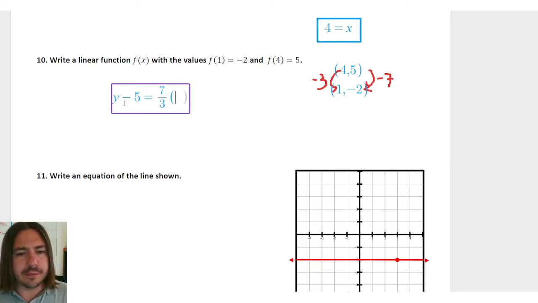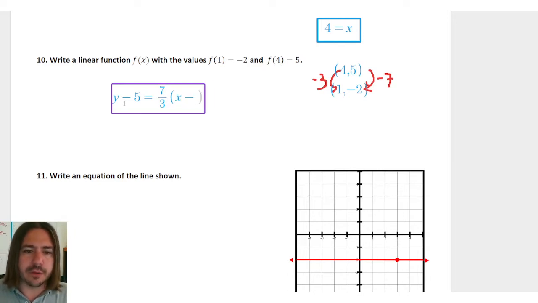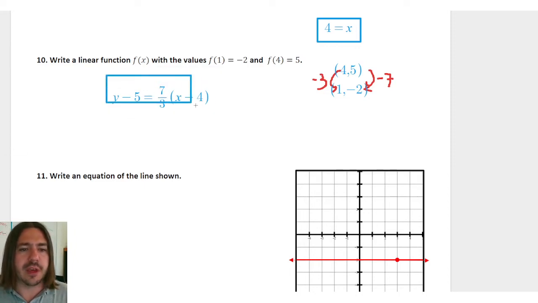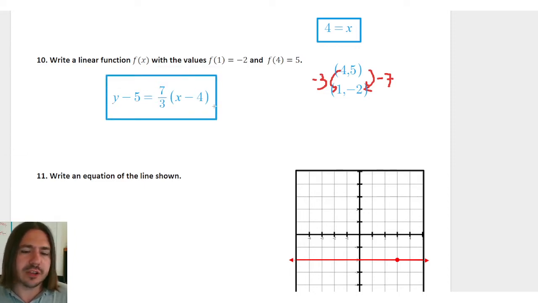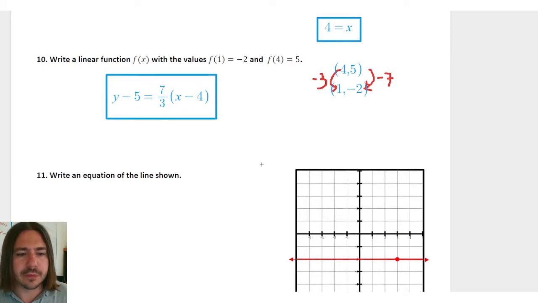Times, let's see here, x minus 4. And that's it. Okay, you could change this to slope-intercept form, but the question is just asking to write an equation, and that's what we've done.